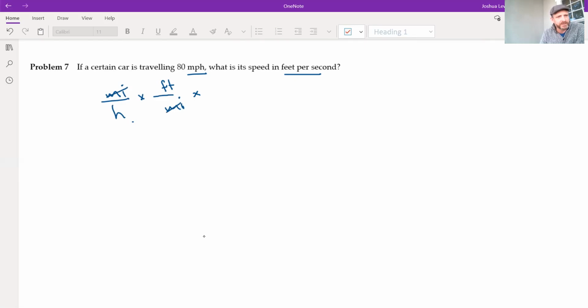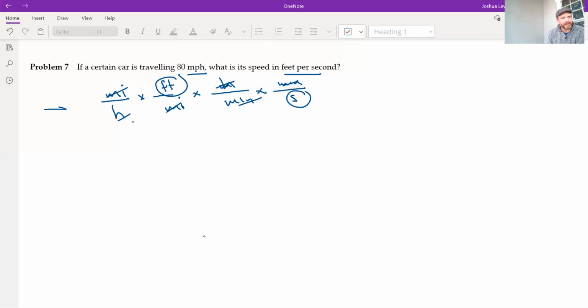So the next thing to do is deal with the hours, right? Well, how about hours over minutes? Because then the hours will cancel. And at this stage, I'll be left with feet and minutes. And then minutes and seconds. The minutes will cancel, and I'll have seconds. Notice my only units left here will be feet in the numerator, seconds in the denominator, feet per second, okay?